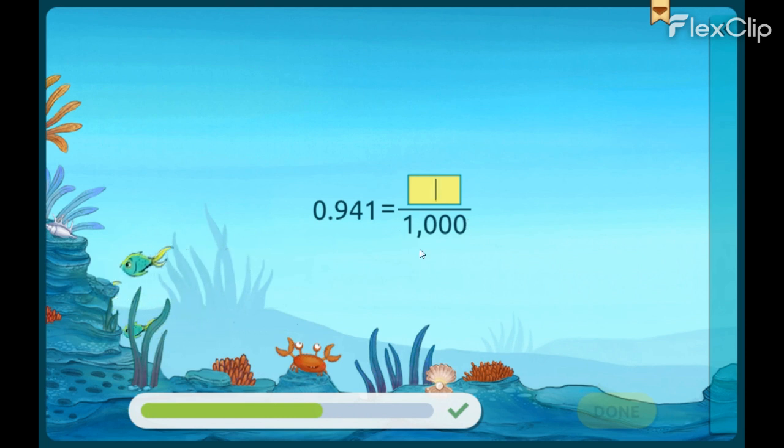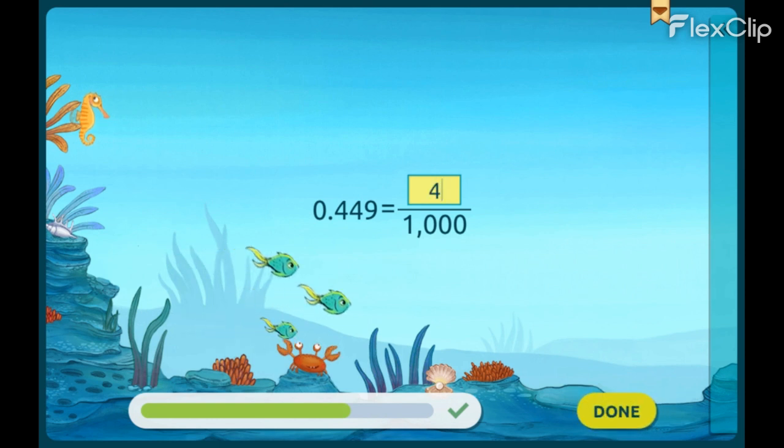Right, and here we have the denominator already filled in, 3 zeros, and 3 digits. That's correct. And what number comes at this place? The name of the place is called the numerator. That's correct, 941. 941 thousandths. And what do we have here? That's correct, 449 thousandths.